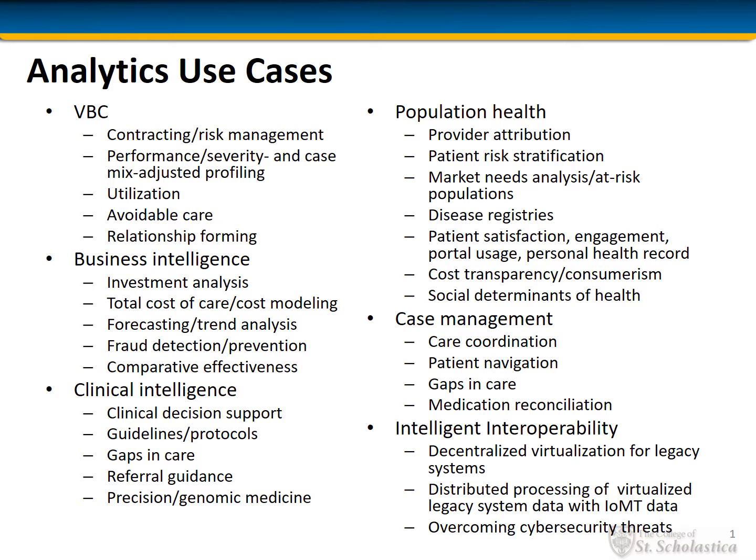For value-based care, obviously contracting and managing risk associated with those contracts would be top of mind. Performance, severity, and case mix adjusted profiling would be needed to further understand risk and where adjustments can be made, including providing guidance at the point of care. Resource utilization, obviously focused on hospitalizations and emergency departments, as well as other forms of avoidable care, should be considered as important in making adjustments to risk. Relationship forming is also considered very important.